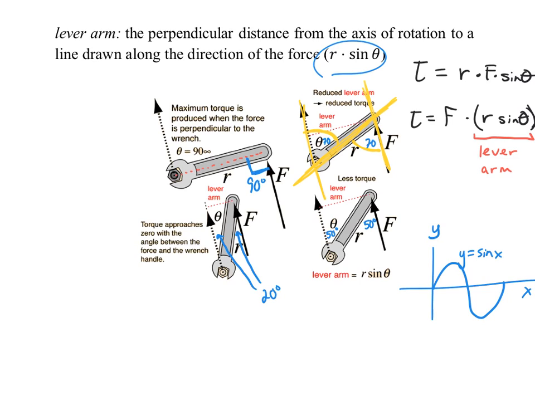If we were to graph this, this is 90 degrees, this is 180, this is 270, and this is 360. I'm using that instead of pi. I know normally you put pi over 2, pi, 3 pi over 2, and 2 pi. From 0 to 90 degrees, what happens? Look at the sine function. It's constantly increasing from 0 to 90.